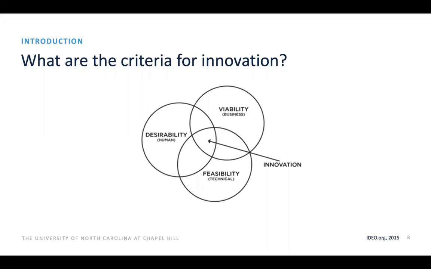Next is feasibility. Do we have the technology that we need to solve this problem? Do we have the money, the human resources? All good questions. And then lastly, viability.